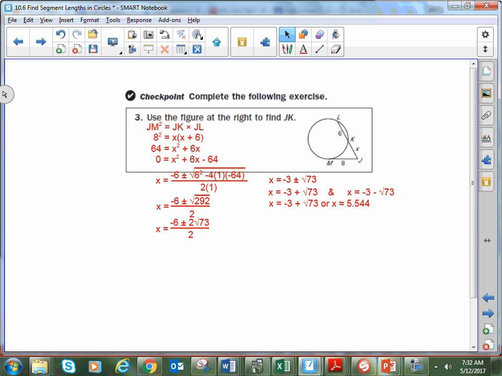At this point, we've simplified the quadratic in the numerator as much as it can possibly simplify. Now I can simplify the 2 in the denominator with the integers in the numerator, and that's where the -3 plus or minus radical 73 comes from. Separate it into 2 distinct values.